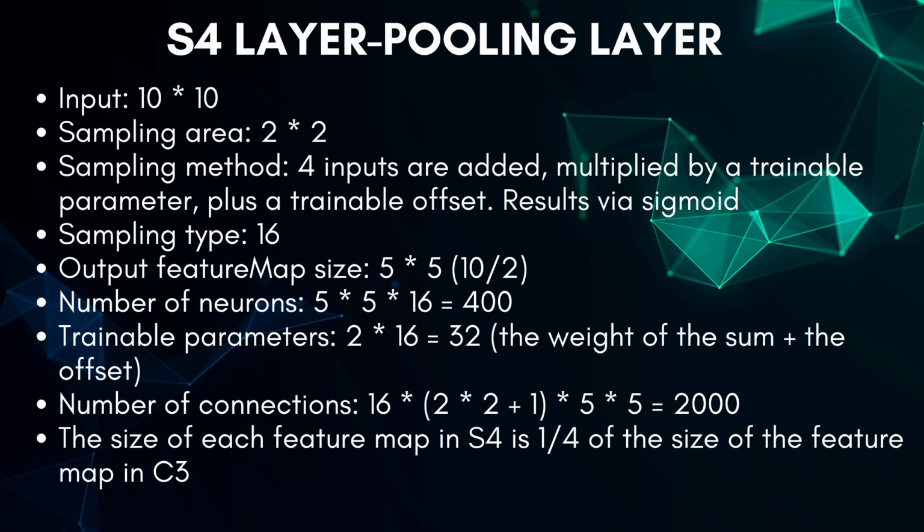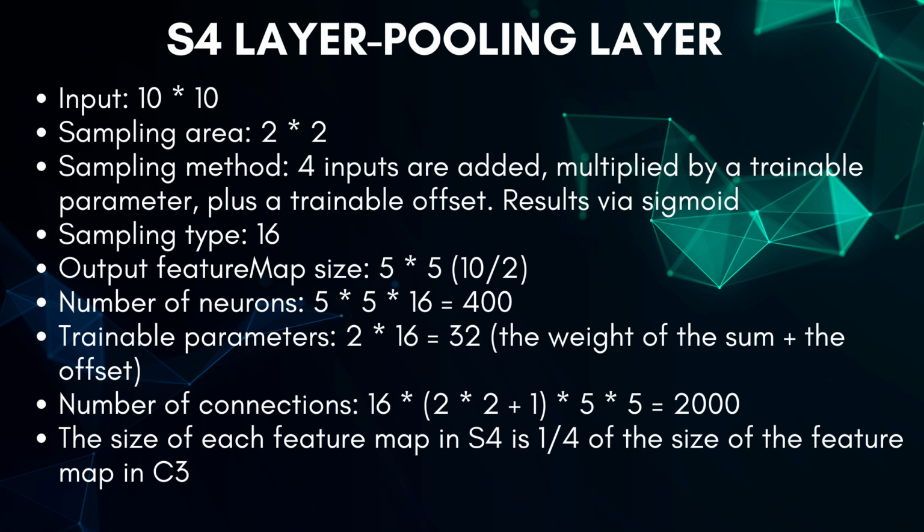Now, let's look at the number of neurons in the S4 layer. Since we have 16 feature maps, each of size 5 times 5, we end up with a total of 400 neurons in this layer, calculated as 5 * 5 * 16. Next up are the trainable parameters. In this layer, we have 32 parameters total, which come from 2 trainable parameters for each of the 16 feature maps, one for the weight and one for the offset.